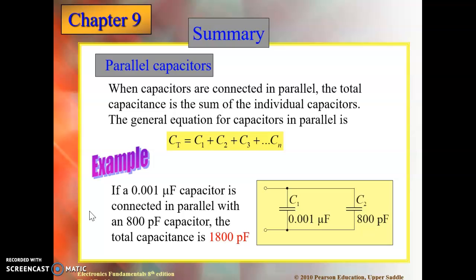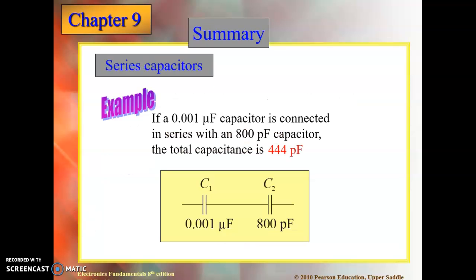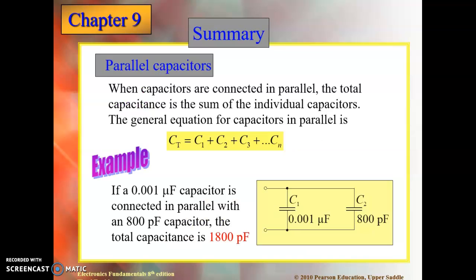A 0.001 microfarad capacitor is connected in parallel with an 800 picofarad capacitor, the total capacitance is 1,800 picofarads. So you see how drastic the difference is. If they are in parallel, they add up, but if they are in series, it actually shrinks. So that's how the capacitors are added, and that's as much as we are going to learn about the capacitors, okay?